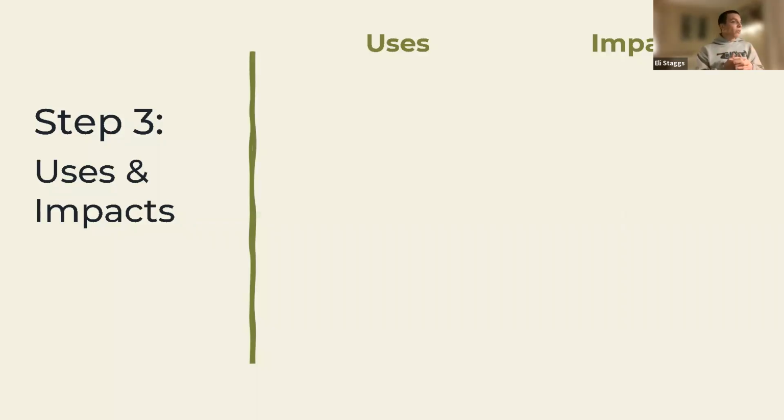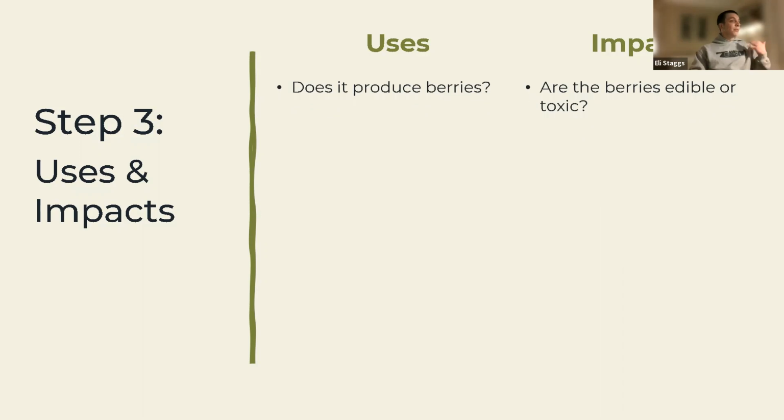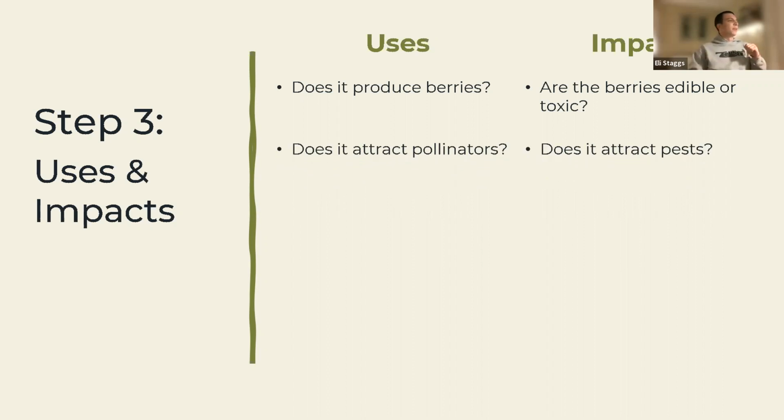But that's not to say most of the time when we identify a weed in our area, we don't have good reason to. It's just always a good idea to check ourselves and assess how this plant might provide some benefit, especially if we're unfamiliar with that particular plant. So here's a list of examples of some uses and impacts. We could find out, does it produce berries? Sometimes berries are edible, and that's really great. But other times those berries might be edible and toxic at the same time, which is not necessarily a good thing, especially if we have pets or little kids around, or even me. I'm kind of tempted sometimes.